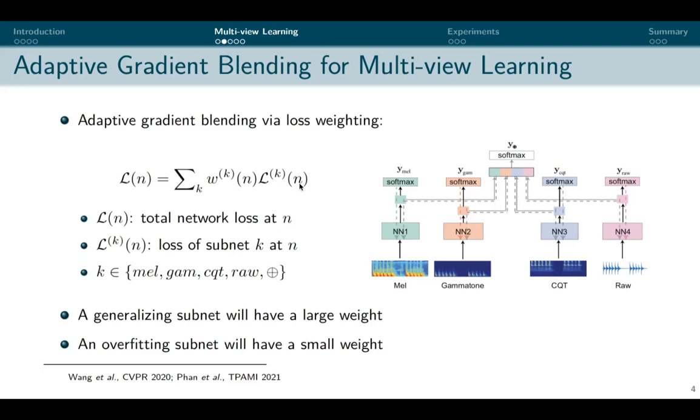After that, the adaptive gradient blending is achieved via loss weighting. What we need to do is determine an appropriate weight for each subnet, and we compute the total loss of the network via the weighted sum here. Now adaptive gradient blending boils down to how to determine an appropriate weight for each subnet, so that a generalizing subnet will have a large weight to encourage the learning, whereas an overfitting subnet will have a small weight so that we discourage the learning of that subnet.